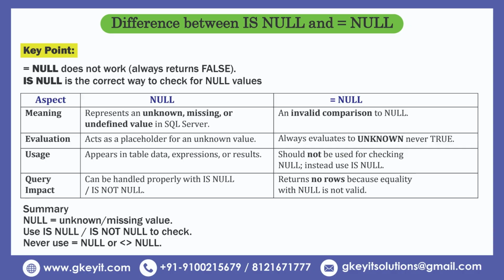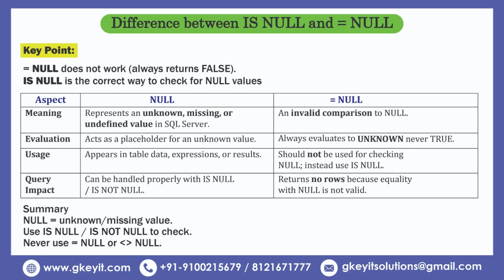For example, we have given 4 bullet points as a difference. We have taken the aspect, null and not null, and we are just comparing them. First, we'll check the point called meaning. Null represents an unknown, missing or undefined value in SQL Server. Coming to equal to null, it is an invalid comparison to null. And coming to the evaluation point, null acts as a placeholder for an unknown value. Equal to null always evaluates to unknown, never true.